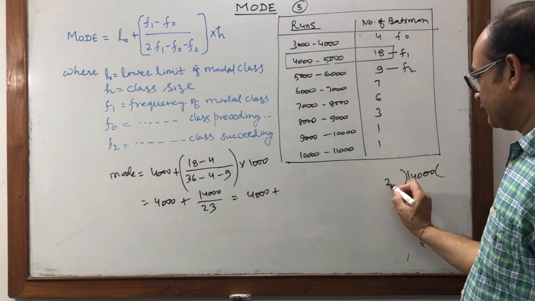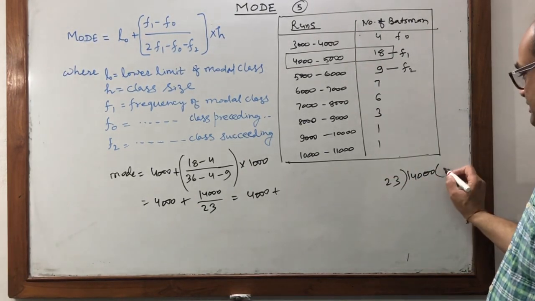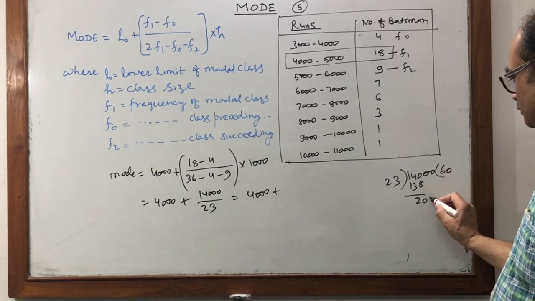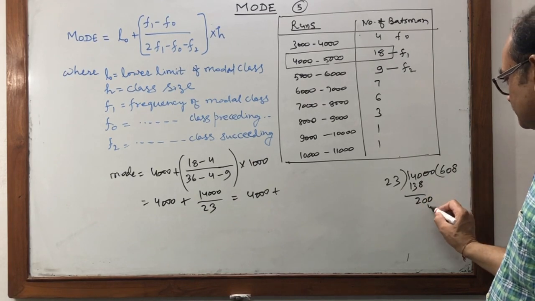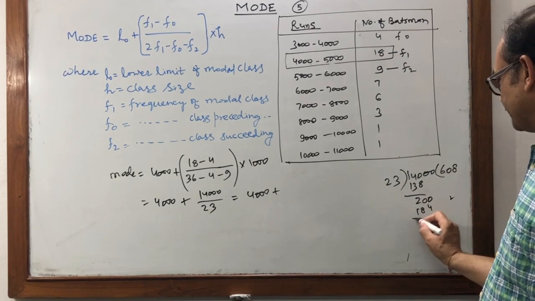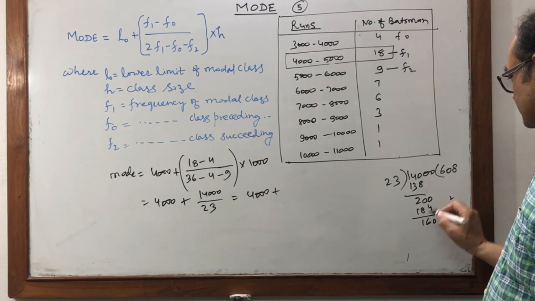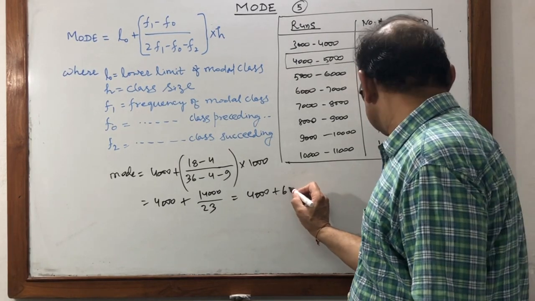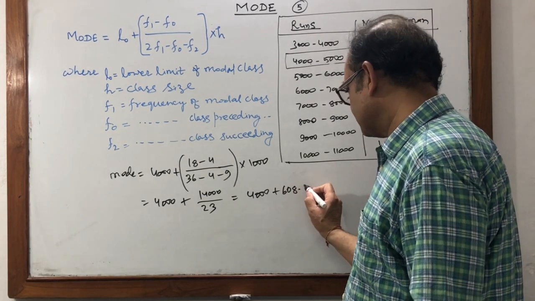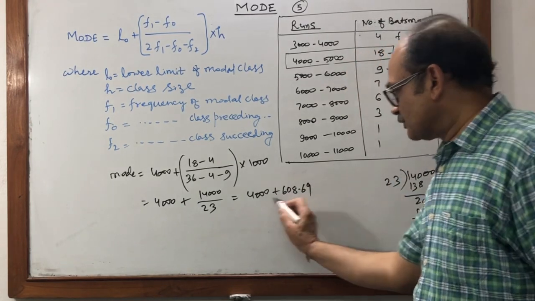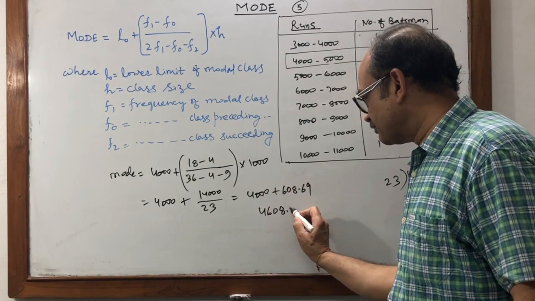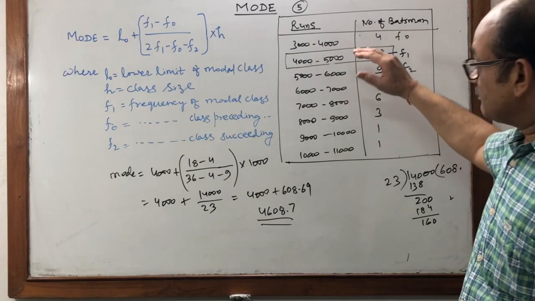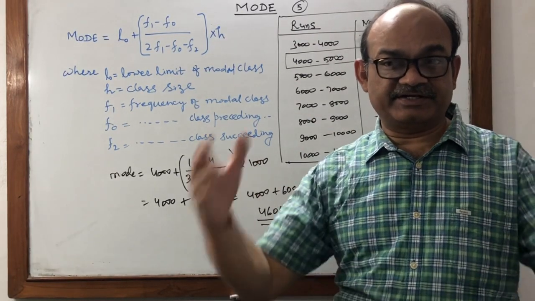140,000 divide by 23. 6 times 138, 0. 8 times 118, 16.0, approx 7 times. 608.69 or 7. So answer is 4608 approx 7. 4600.7 runs is the mode for the given data of this cricket.